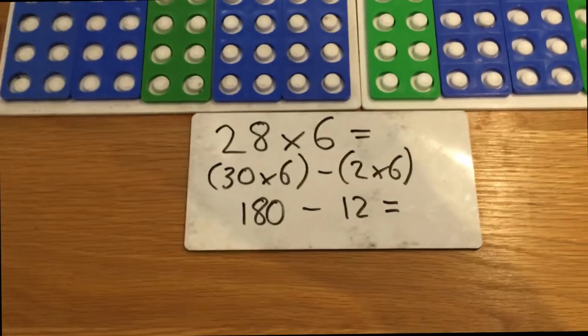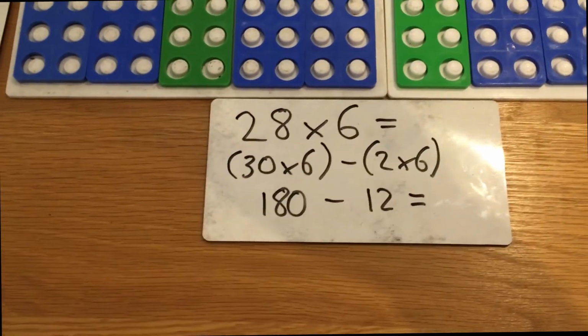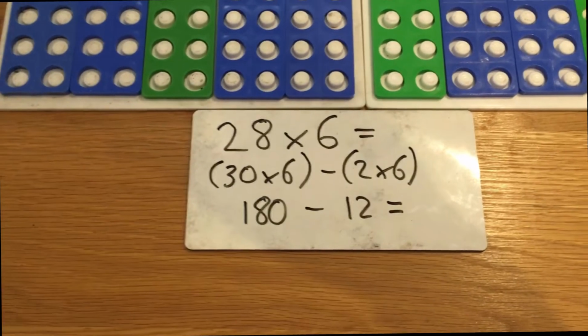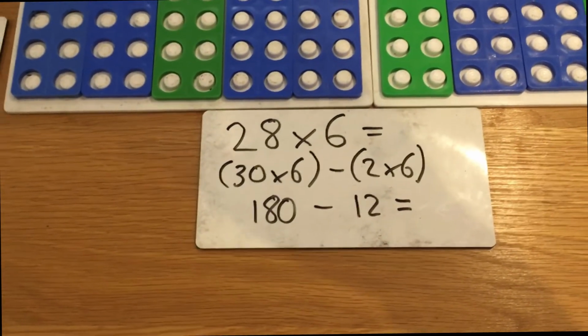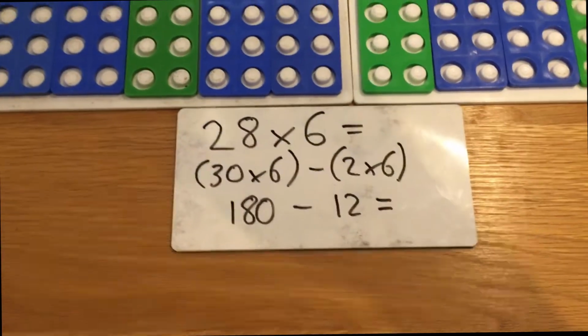Eventually, the children will just look at the number at the top and go, 6 30s, 180, subtract 6 2s is 12, 180, subtract 12. But that takes a while, so I would initially just write down the whole thing to help the children out.